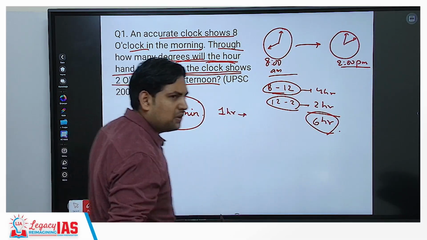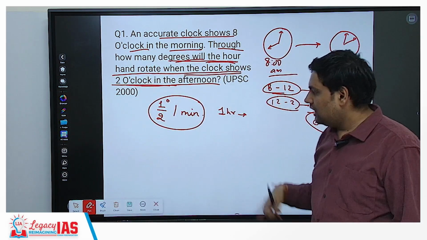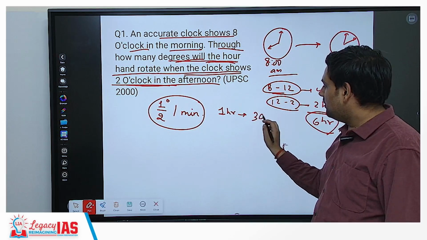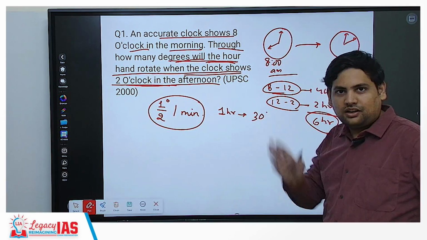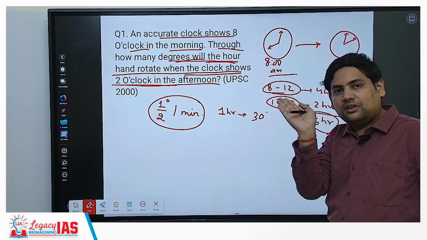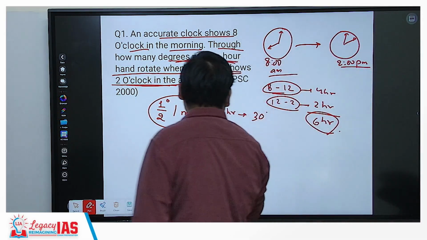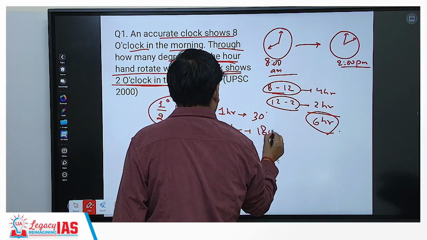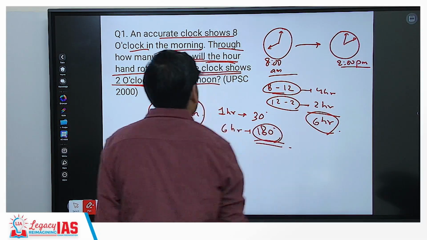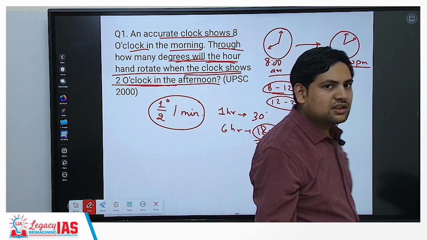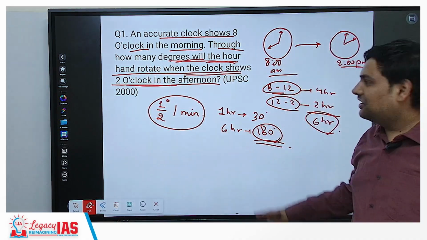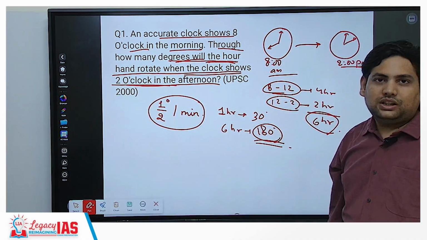From 3 to 4 it goes, 4 to 5 it goes. In 1 hour it goes how much? It goes 30 degrees. Correct? That 12 divisions we made, so it will go 30 degrees. So, in 1 hour it travels 30 degrees, then in 6 hours it will travel how much? It will travel 180 degrees. So, this is the amount of angle that it has turned or rotated.